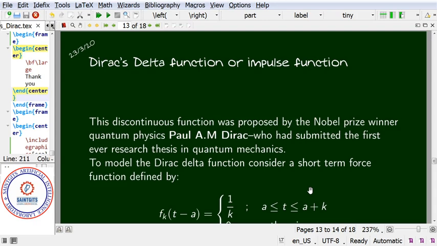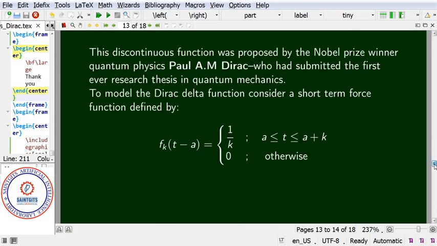Okay, to model the Dirac delta function, he made use of another function that is called an impulse function, or a short time impulse function, and that function is defined like this: fk of t minus a is equal to 1 by k when t is between a and a plus k, and 0 otherwise. When we look into this function, if this k is larger and larger, this interval becomes larger and larger. In that case, this 1 by k becomes very small and goes to 0.